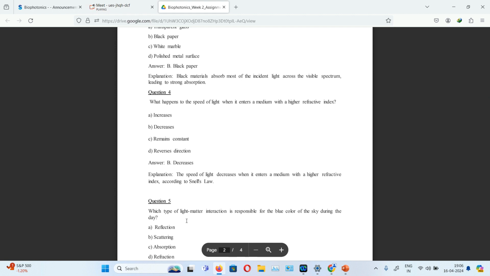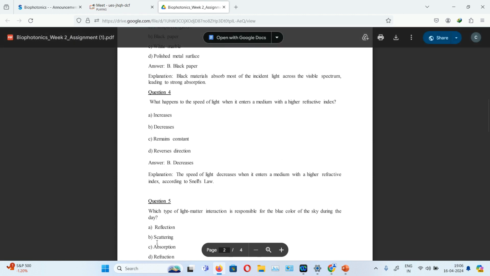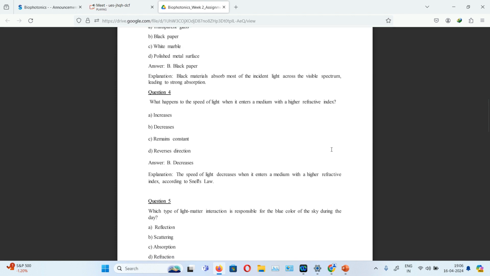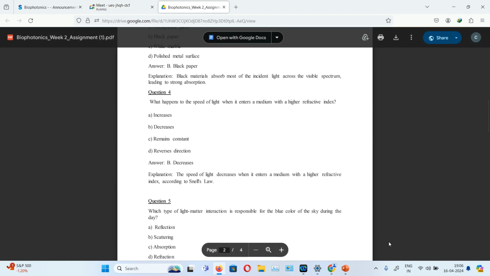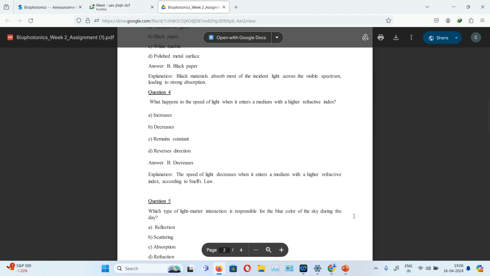Which light-matter interaction is responsible for the blue color of the sky during the day? Reflection, we already told that. Absorption, we already discussed it. Refraction, we already discussed it. Now the one pending is scattering. This is what happens when light is getting scattered by matter. So what is happening in the case of scattering?